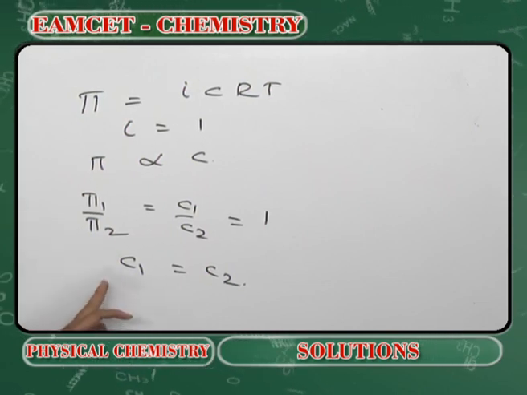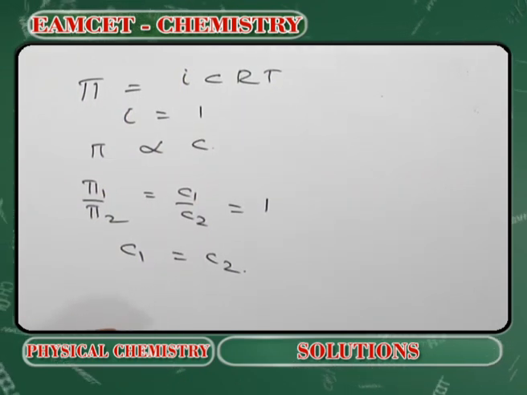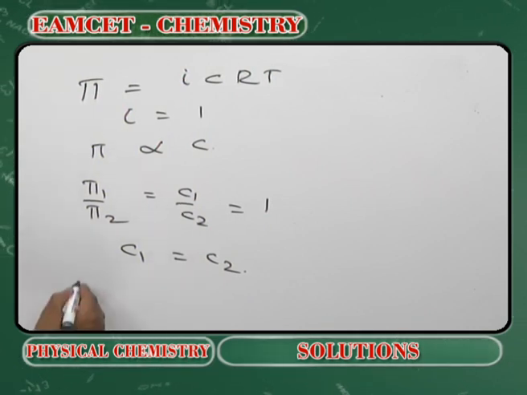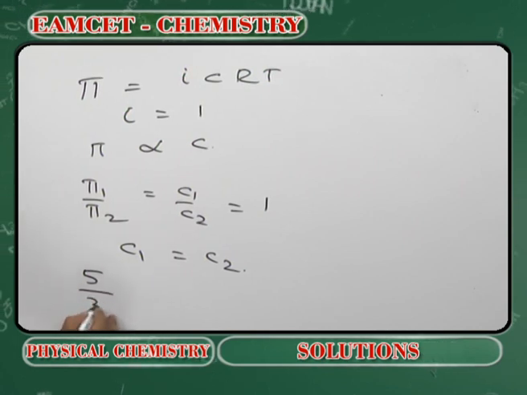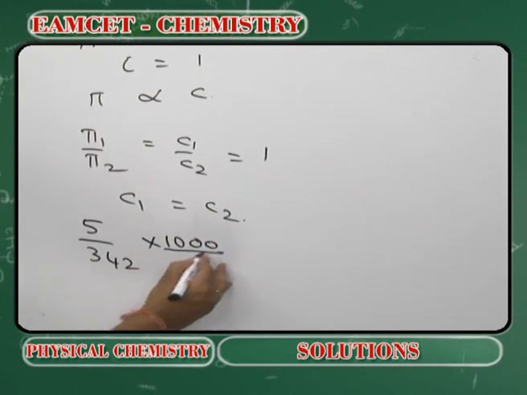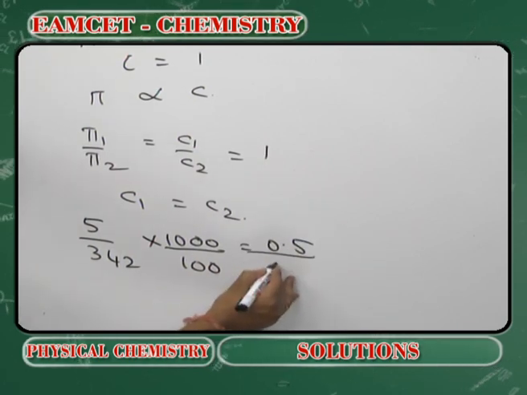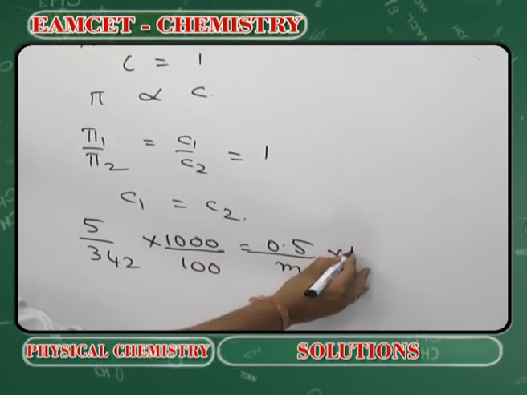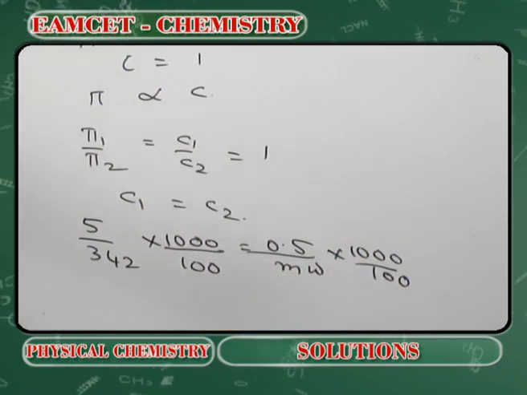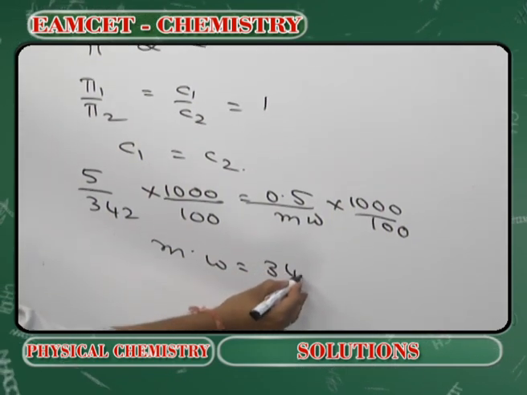Now let us come to, what do you mean by 5% solution? 5 grams of the cane sugar is in 100 ml of the solution. So 5 by 342 into 1000 by 100. In this case, 0.5 by molecular weight into 1000 by 100. Therefore, the molecular weight of the solute will be equal to 34.2.